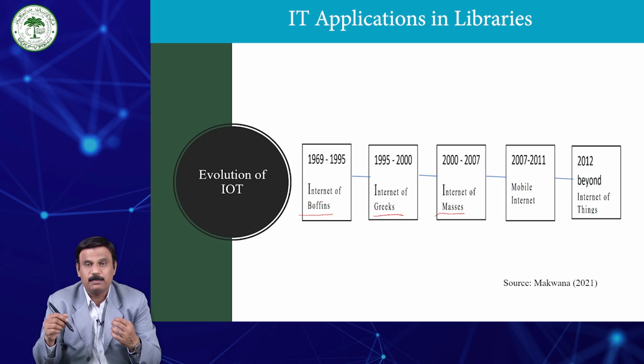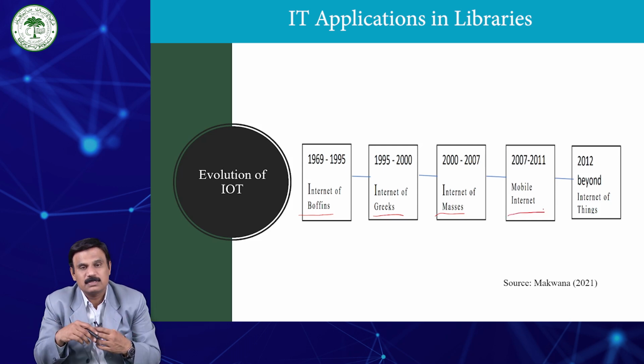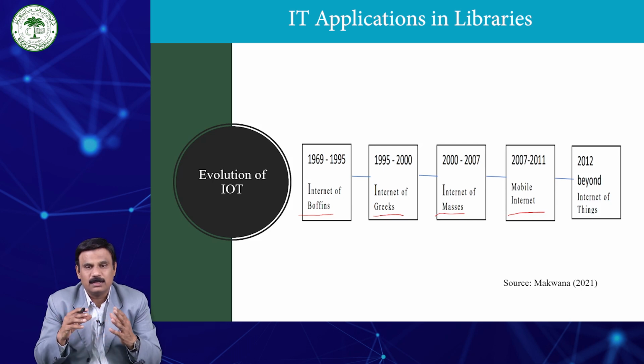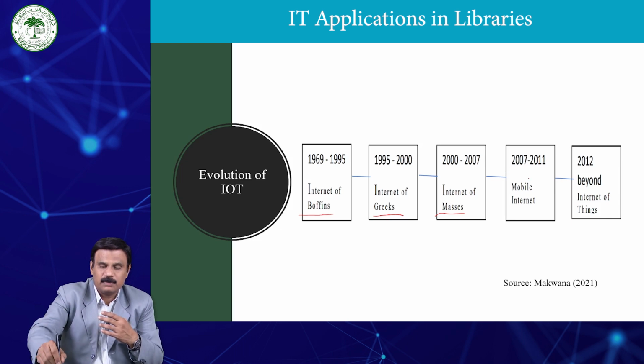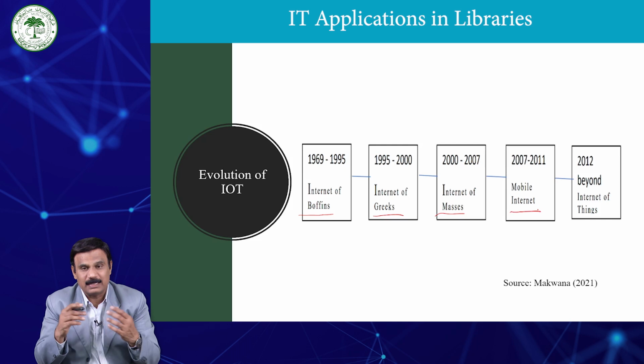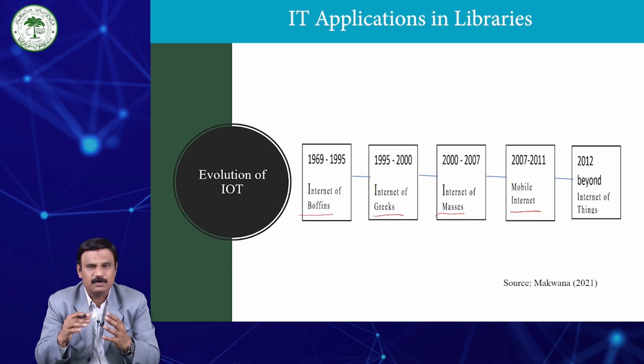Another landmark development you will find during the period of 2007 to 2011 is known as mobile internet. This phase marked the rise of mobile connectivity with the advent of smartphones and wireless technologies. The key milestones were the launch of the iPhone in the year 2007, the proliferation of mobile applications, and enhanced wireless networks like 3G, 4G, etc. The internet became portable and personal during this period.